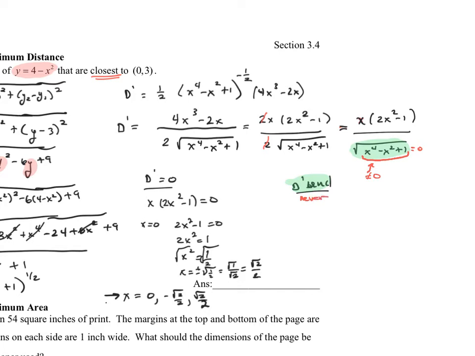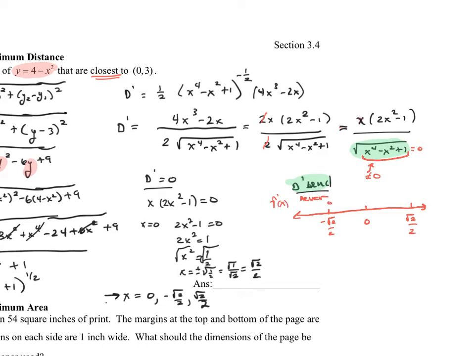We have options. We can either do the first derivative test or the second derivative test to prove that this is the minimum. This is a nasty looking derivative, and anytime it's a nasty looking derivative, I'm going to go ahead and do the first derivative test instead. So I'm thinking about that number line. I'm plotting those points, negative root 2 over 2, 0, root 2 over 2. I'm thinking about those intervals, and I'm thinking about the derivative function.